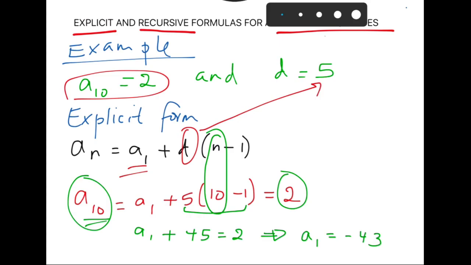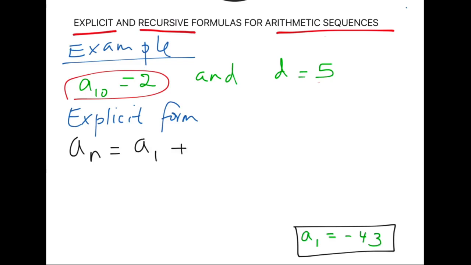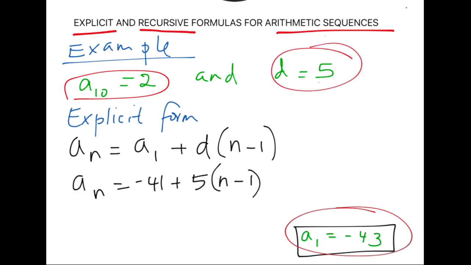Now we have the two pieces of information that I want, a1 and d. Once again, let me write the general form that I want to use. a_n is equal to a1 plus d times (n minus 1). So a_n is equal to a1, which is negative 41, plus d, which as we know is 5, times (n minus 1). I can stop here, but it's always a good idea to move forward and simplify this.